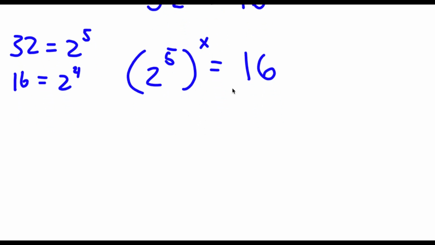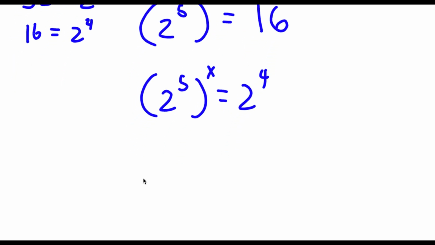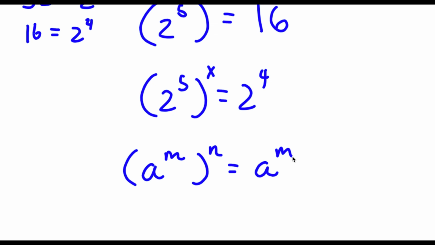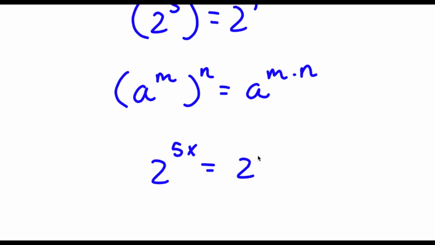So now, I'm going to rewrite this as 2 to the 5 to the power of x is equal to 2 to the power of 4. Now, if I have something in the form a to the power of m to the power of n, this is equal to a to the power of m times n. So 2 to the power of 5 to the power of x, that's going to equal 2 to the power of 5x, which is equal to 2 to the power of 4.